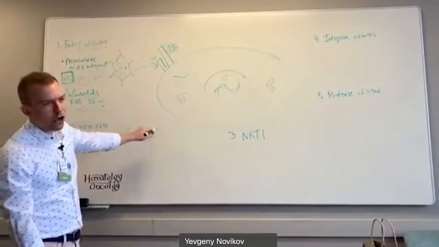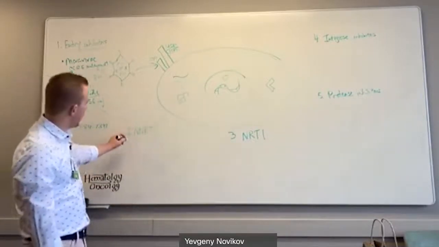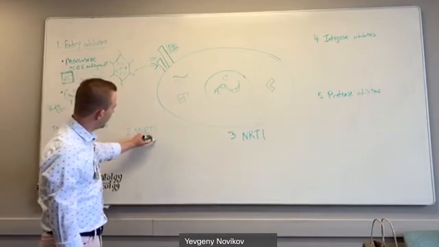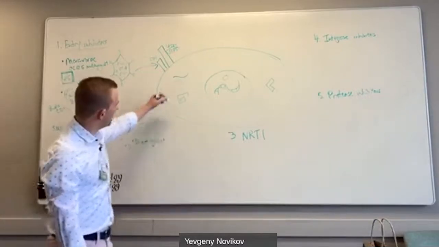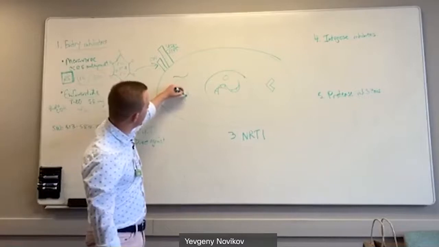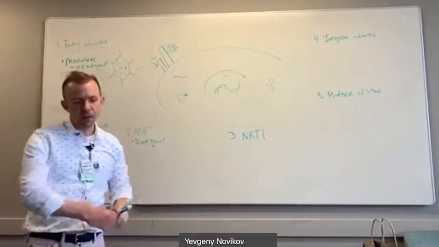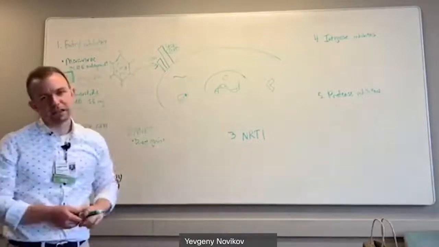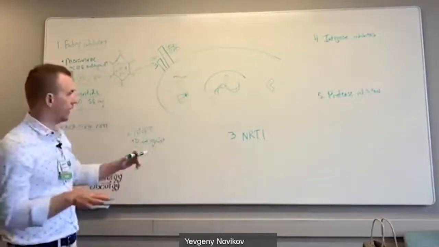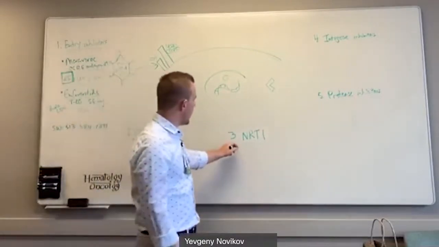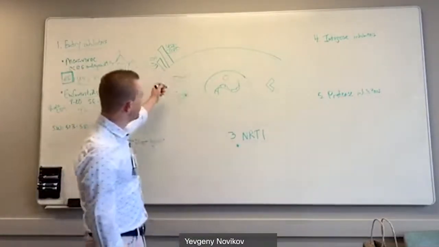The NNRTIs are direct antagonists. It sits right here in the binding groove and prevents the HIV RNA from binding to reverse transcriptase. Therefore, you can't do anything. So a direct antagonist. The NRTIs are slightly different.